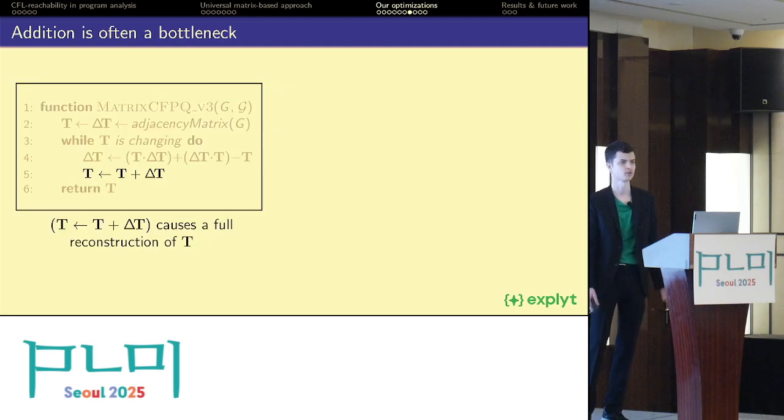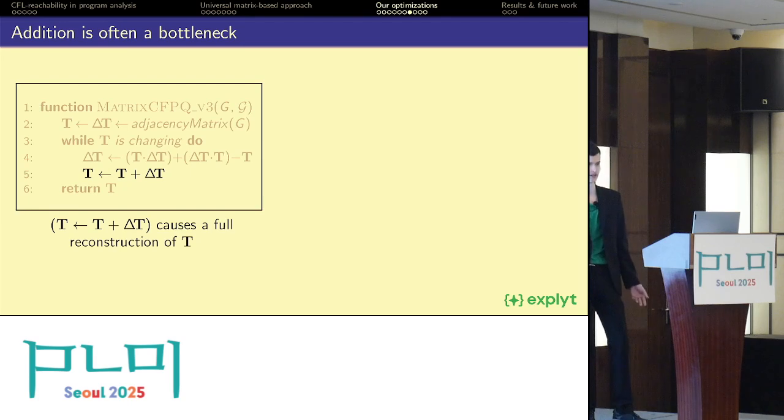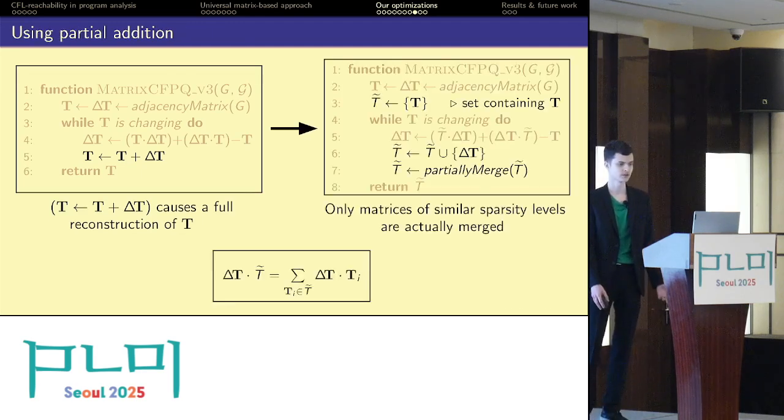And at this point, we spend so much effort optimizing multiplications that additions often become a bottleneck. The issue here is that on each iteration, we add an extremely sparse matrix delta T to a much more dense matrix T. And that causes a complete reconstruction of the whole matrix T. To deal with that, we don't perform the addition and simply memorize all the matrices that need to be added together in a set of matrices called T tilde.